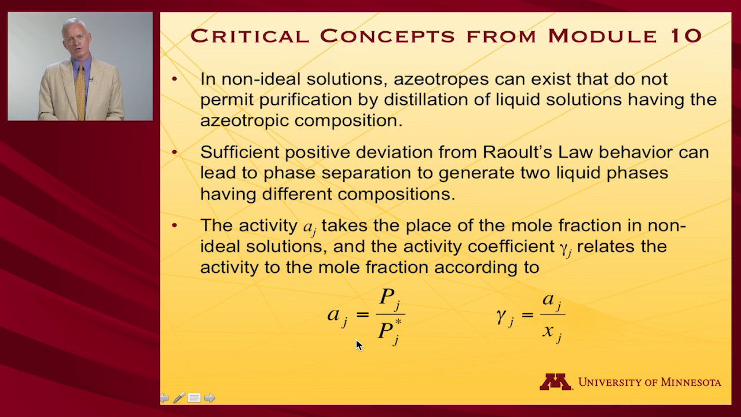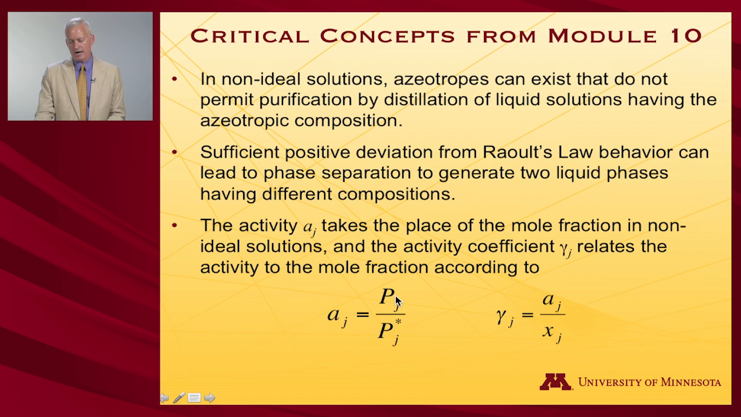In non-ideal solutions, we break down the beauty of fractional distillation in some cases, and we can have situations where azeotropes form. Azeotropes are liquids that have a composition that you can no longer separate the two by turning them into a vapor. As they boil, the vapor has the same composition as the liquid. If you have enough positive deviation from Raoult's law of behavior, you can have phase separation into two distinct liquid phases, each of different composition from the other, each in equilibrium with the vapor phase above them.